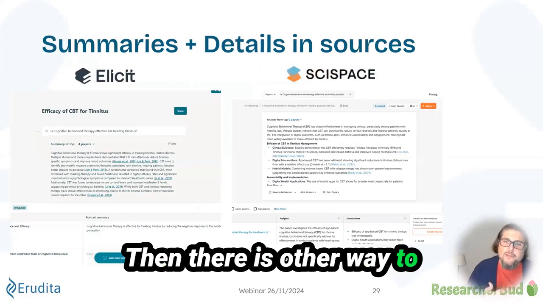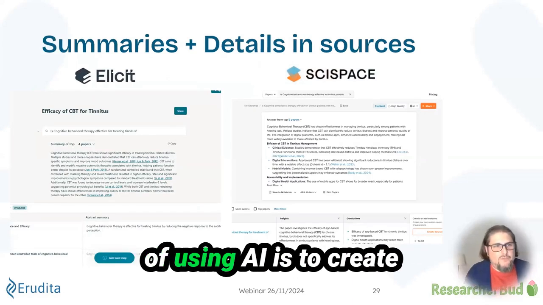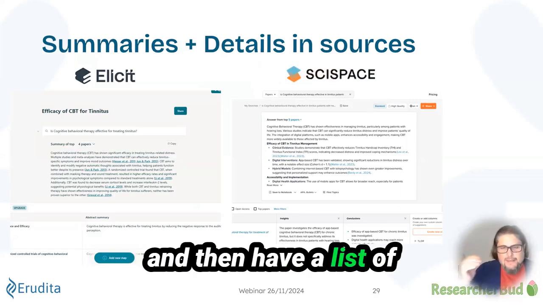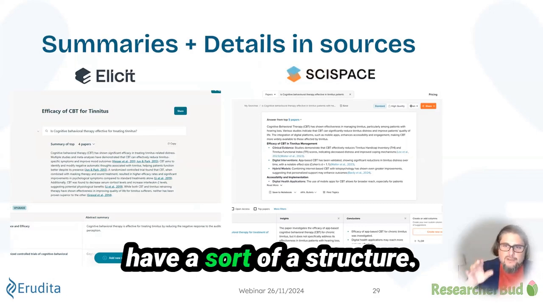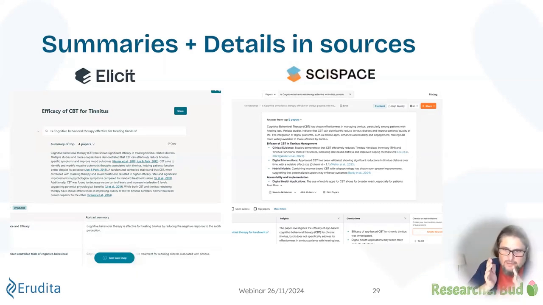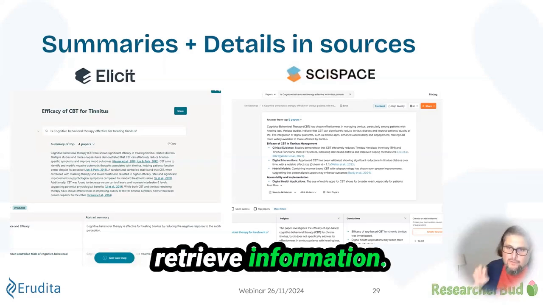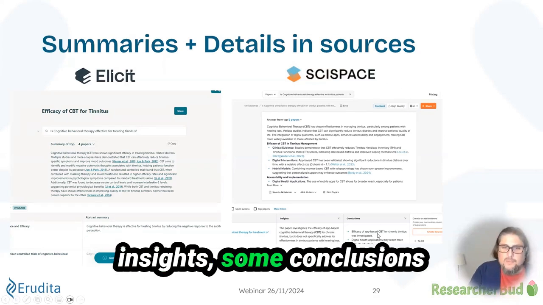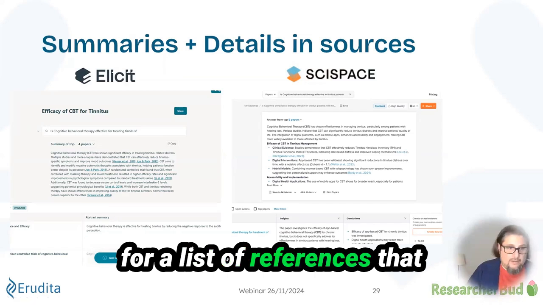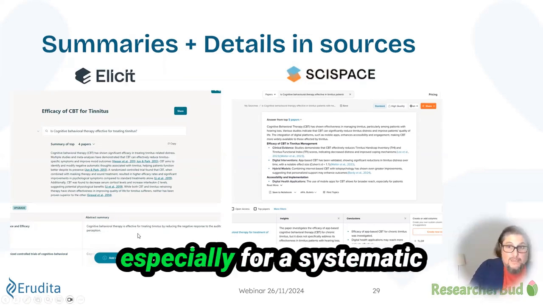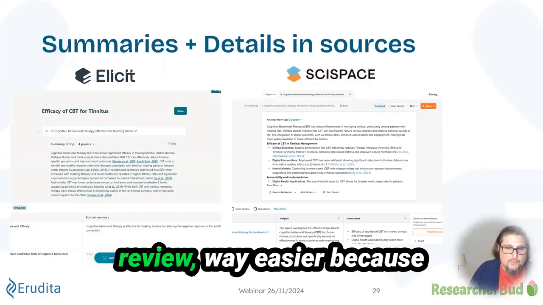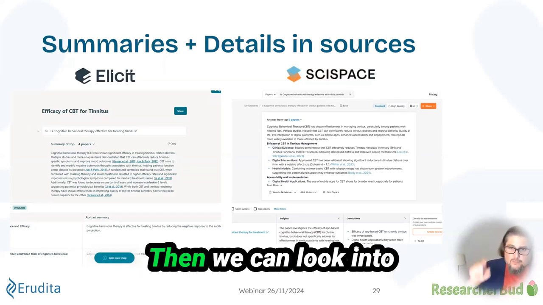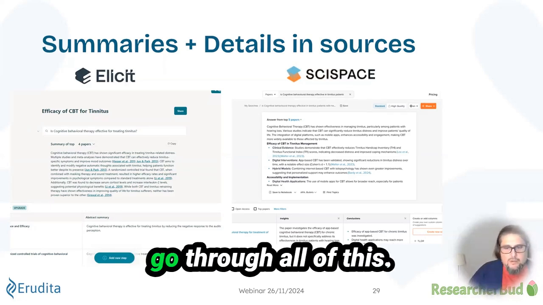Then there is another philosophy of using AI, which is to create summaries of some topics and then have a list of all the references and a structured way to retrieve information. For example, in SciSpace, we can have some insights and conclusions for a list of references. That is going to make our work, especially for a systematic review or a literature review, way easier, because we want to check if they are using similar methods. Then we can look into the methods alone and go through all of this.